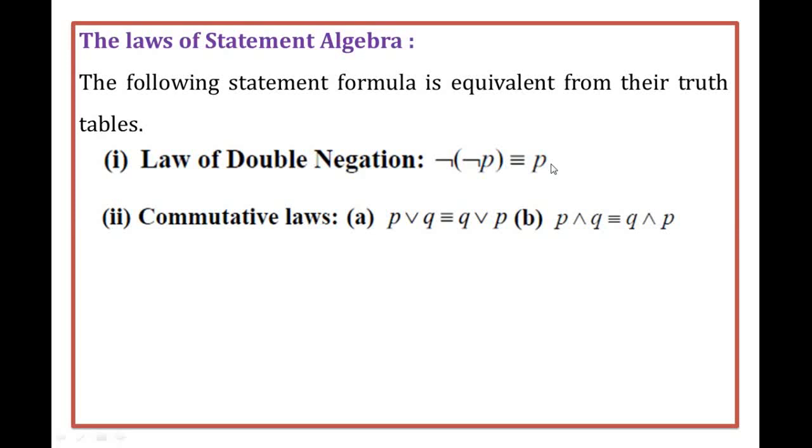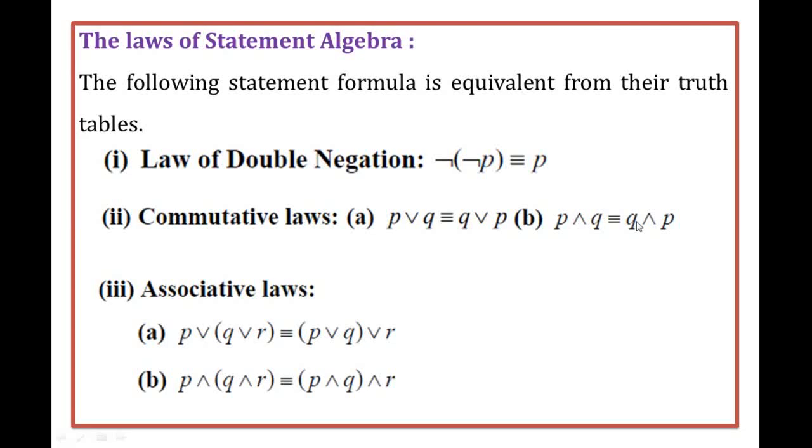The second law is the commutative law. The commutative law states that propositions follow the commutative property, that is, if A equals B, then B equals A. Here we are using two connective symbols: one is the conjunction connective symbol, another is the disjunction connective symbol. Here we see P or Q equals Q or P, which means if A equals B, B equals A. So both are equal. Suppose we are using two proposition variables along with the conjunction connective. So we get P and Q equivalent to Q and P.